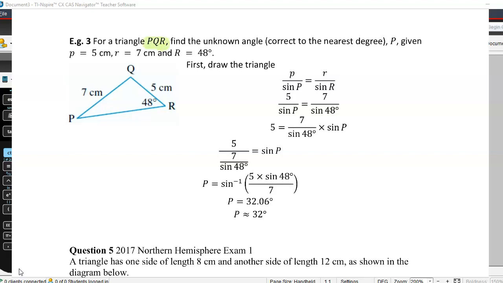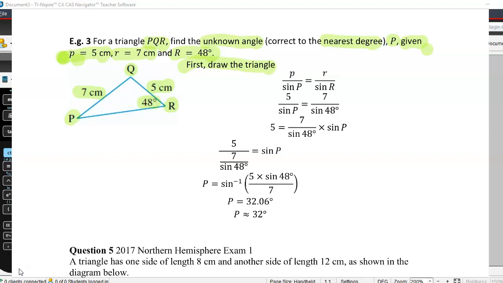So for a triangle PQR, find the unknown angle P, correct to the nearest degree, given side P is 5 centimeters, side R is 7 centimeters, and angle R is 48 degrees. So if we get given this information, the very first thing we do is draw the triangle. We always draw the triangle first, and we're labeling what we know and what we don't know. Okay, here my R is 48 degrees, so opposite it is that side R, which is 7 centimeters. Side P is 5 centimeters, so I've got to put angle P opposite it. Now we don't know what Q is, but that's okay.